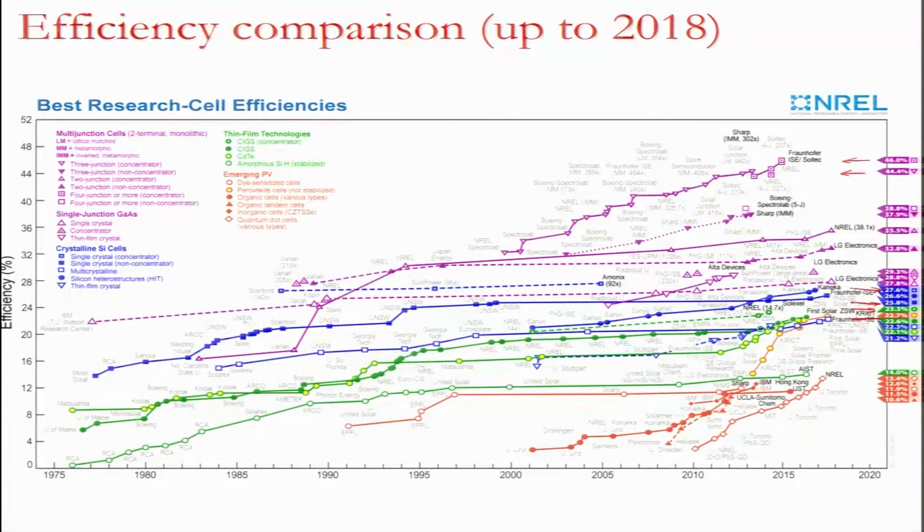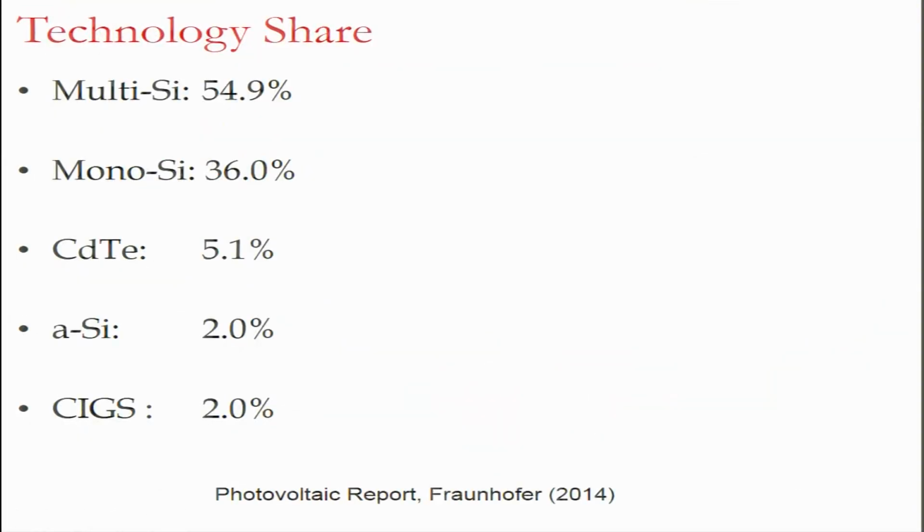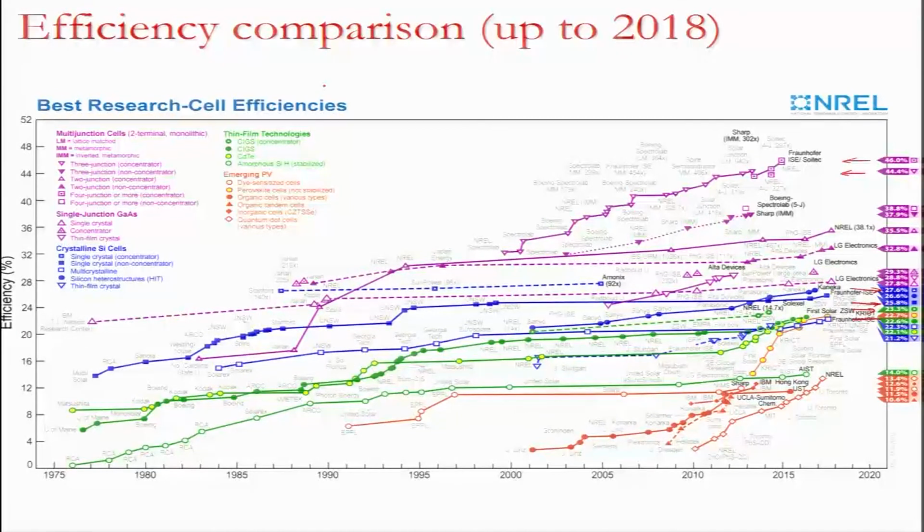So the future is quite bright as far as solar energy is concerned, and given that recently we have had cost reductions in silicon photovoltaics, the future is certainly quite bright. So, right now as of the 2014 report, the technology share of multi-silicon is about 54.9%, and in case of silicon you can see the numbers here.